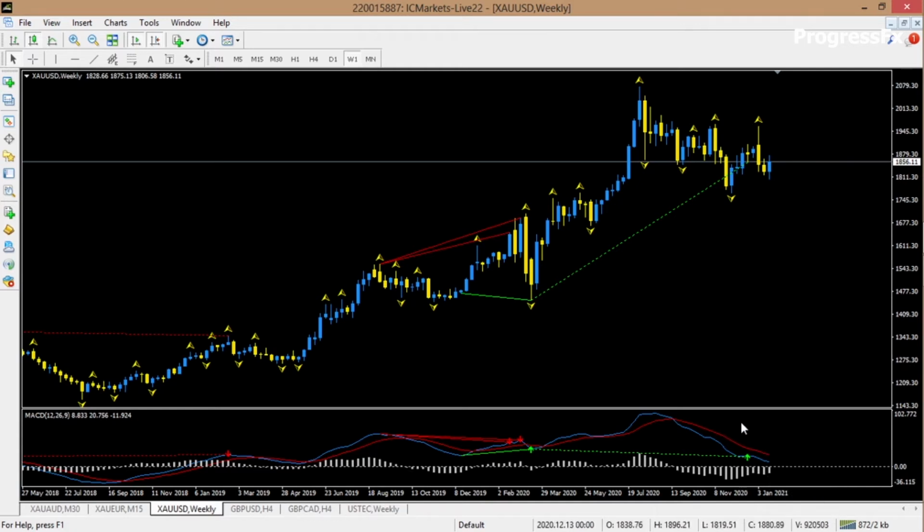Remember, this is weekly time frame. So not until we see this signal line crossed properly below the zero line, this MACD divergence zero line level, and of course it's going to retrace before gathering the momentum to push down. That is if gold decides that this is a kind of reversal.